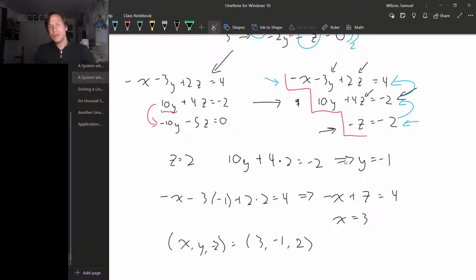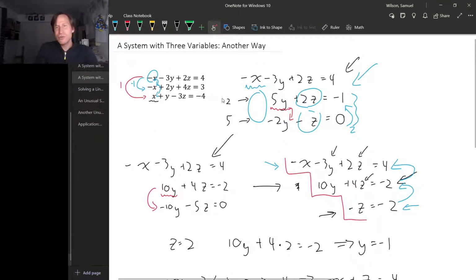So you can see that I did a lot of writing I didn't need to do, really, like copying down this first equation several times. If you only do the writing you really need to do, elimination usually turns out to be a faster way of solving than substitution. At least that's my experience.